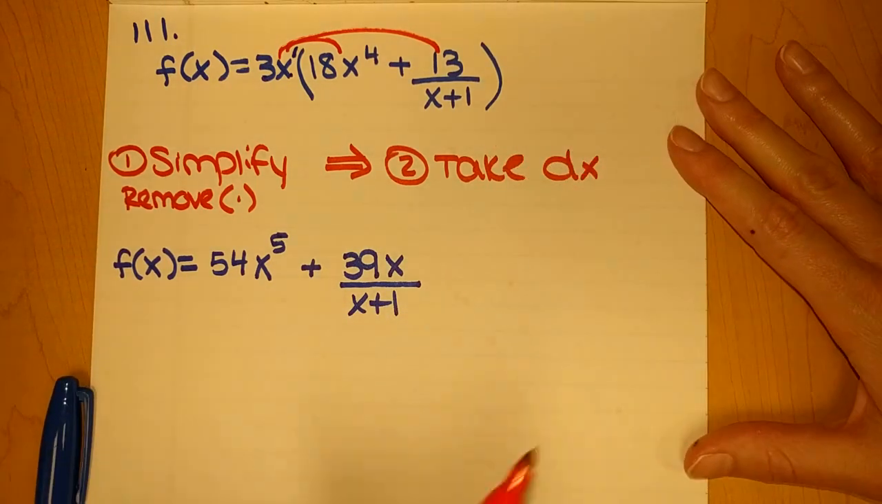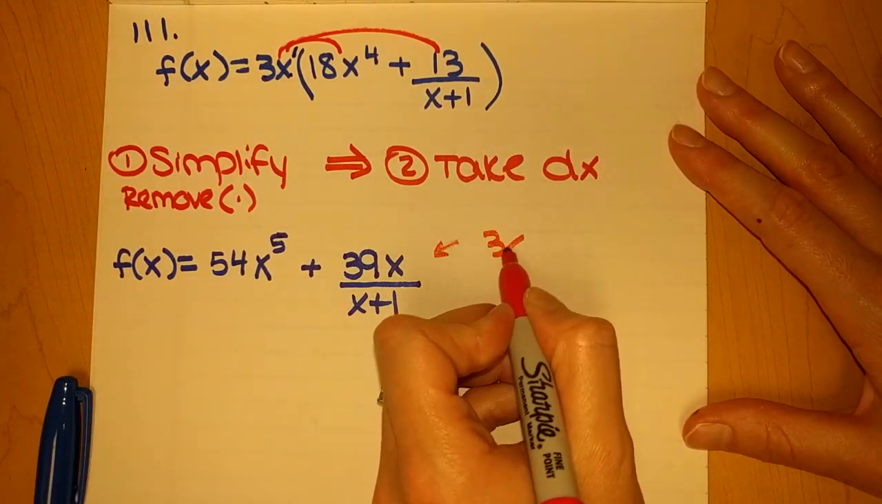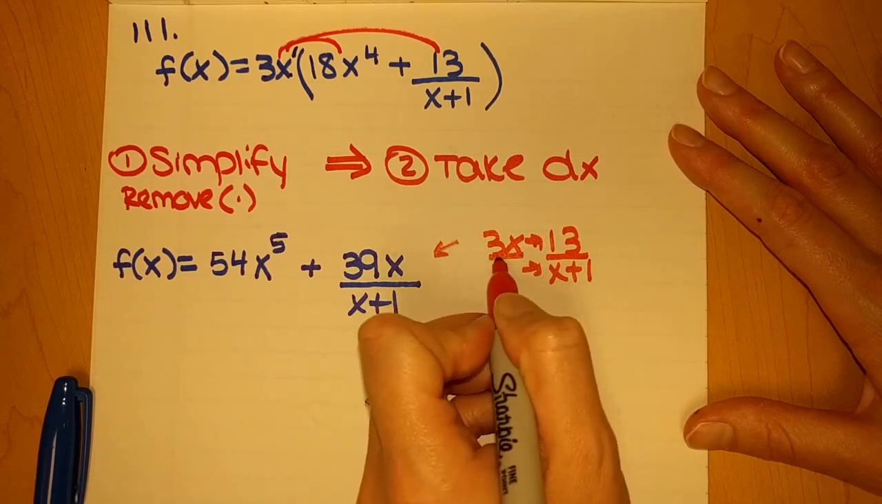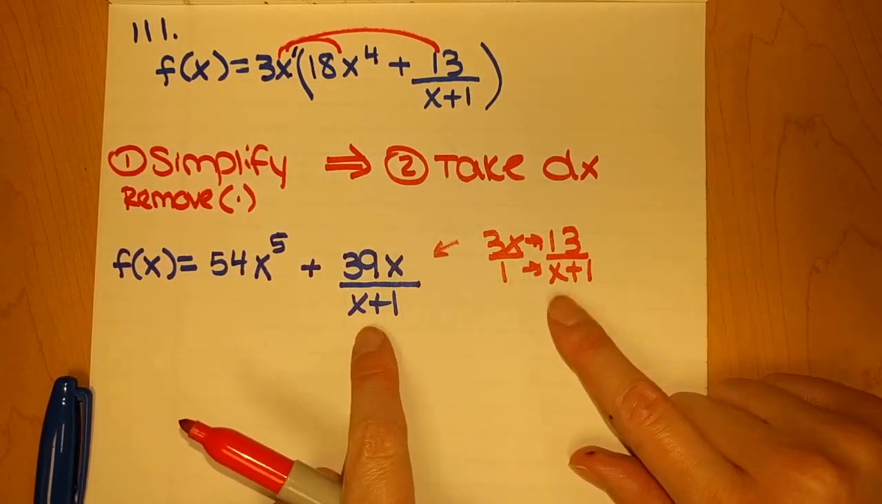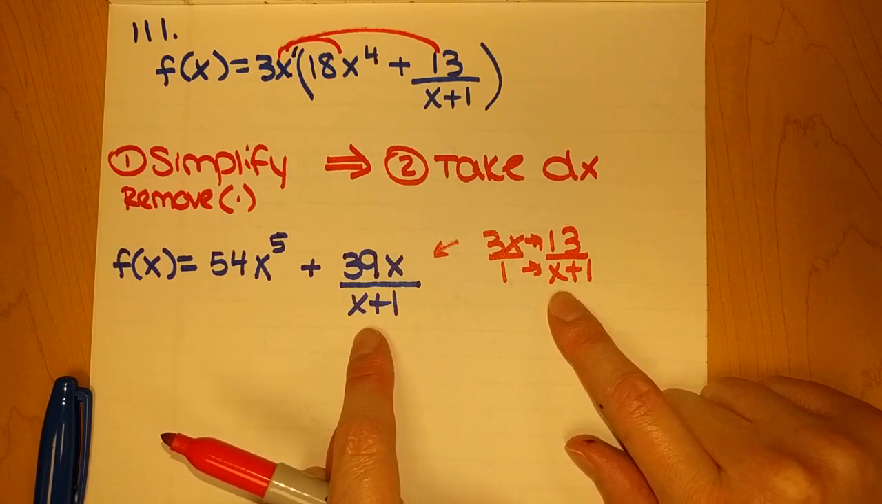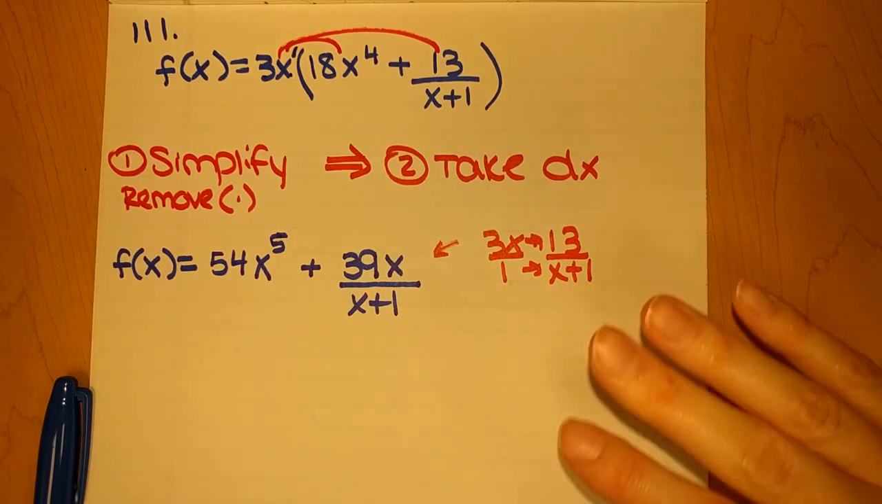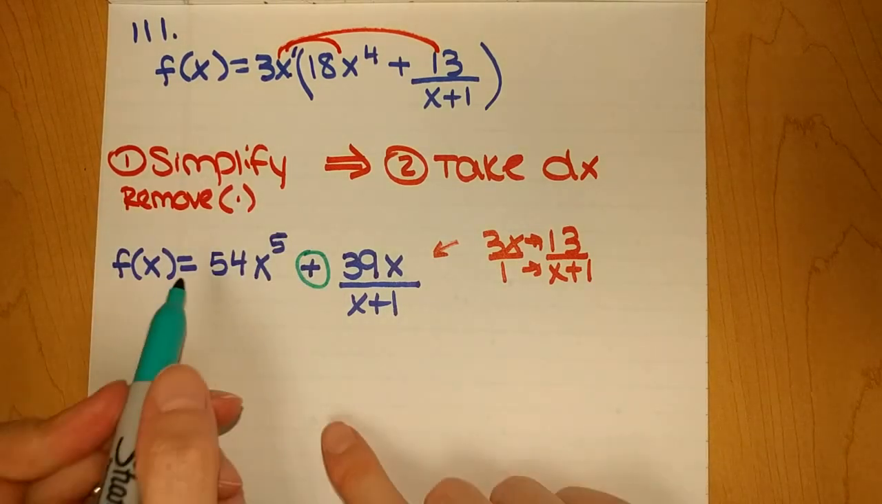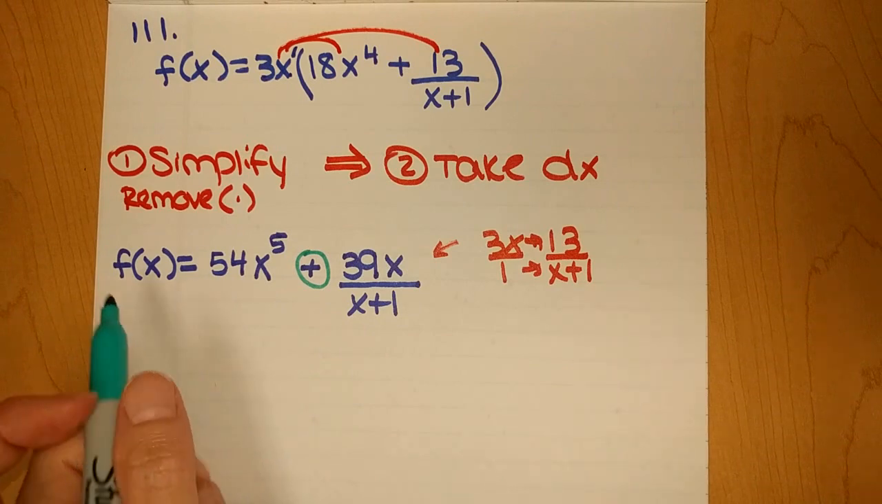So again, for the second term, we are multiplying 3x times 13 over x plus 1. We multiply straight across, so 3x is over 1, so we're just going to have x plus 1 in the denominator. Okay? Now, we know how to take the derivative of these two terms, but it's going to involve a little bit of work here. They're separated by addition signs, so there are two terms, so I'm going to differentiate term by term.